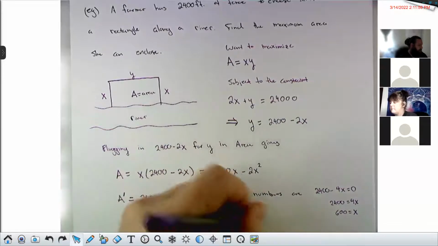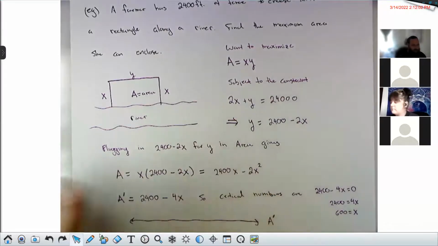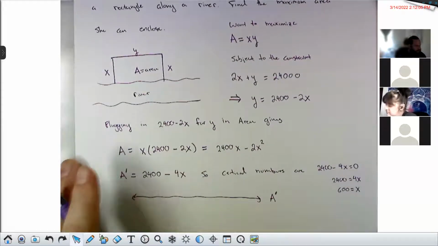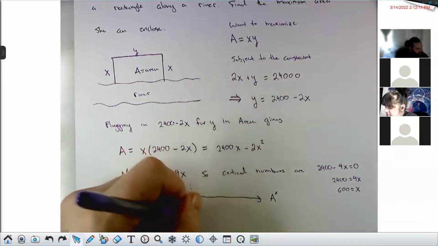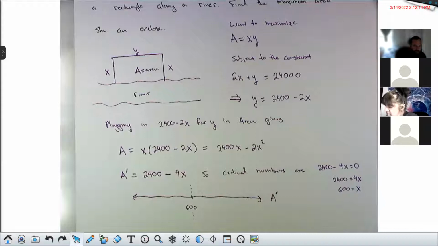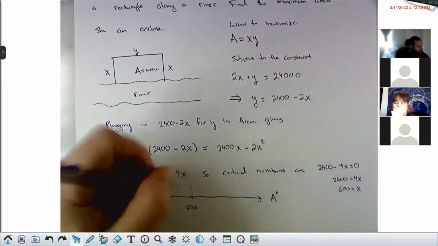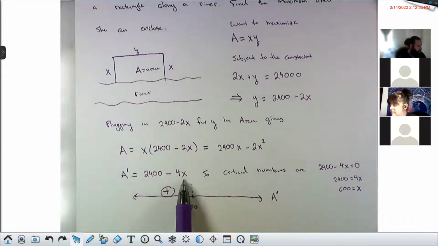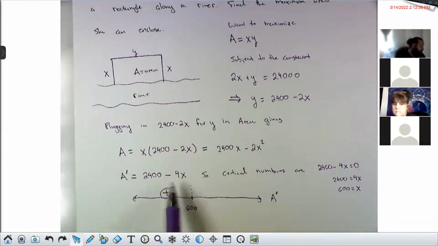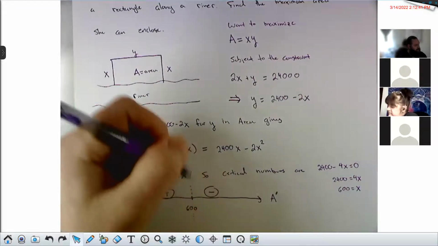So I make a number line for A prime, just like we were doing in section 4.3. There's only one critical number here. It's at 600. If I look to the left of 600, then A prime will be positive, right? You plug in 1, then you get 2400 minus 4. A prime is definitely positive over here. And if I look to the right of 600, say 700 or something like that, 2400 minus 4 times 700 is 2400 minus 2800, which is negative 400. So in particular, we would be negative over here.